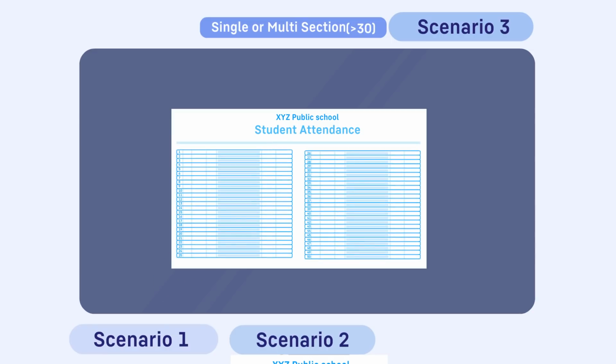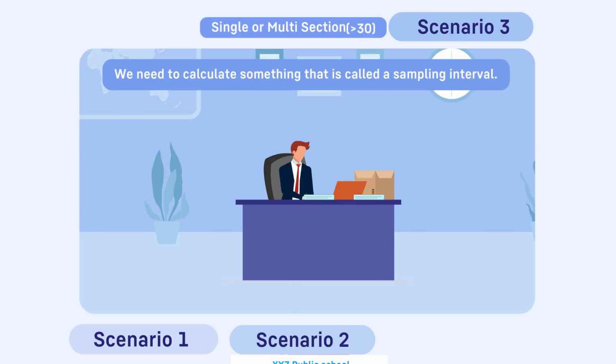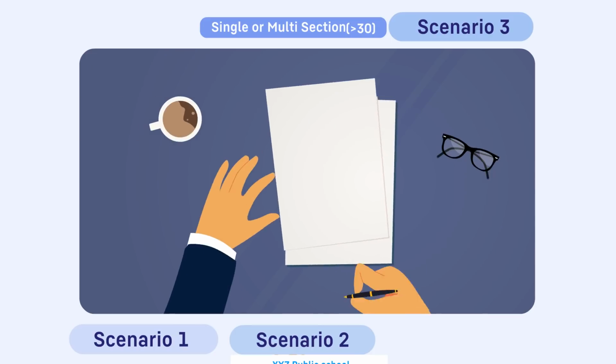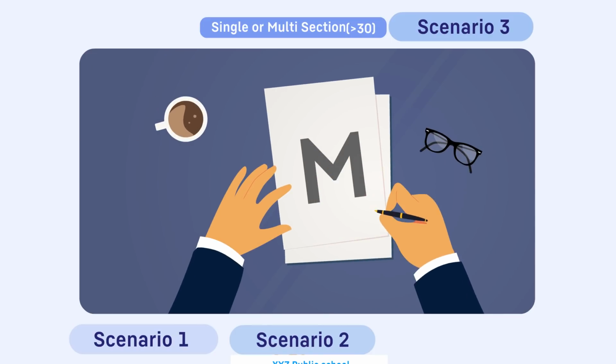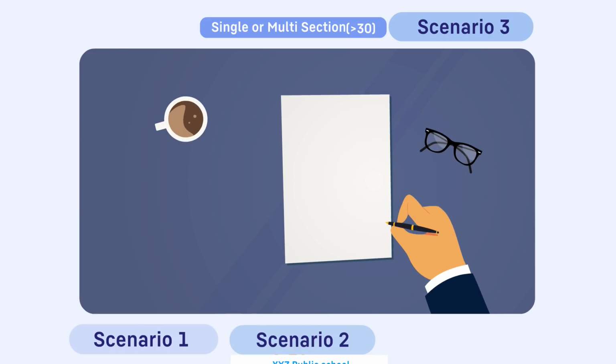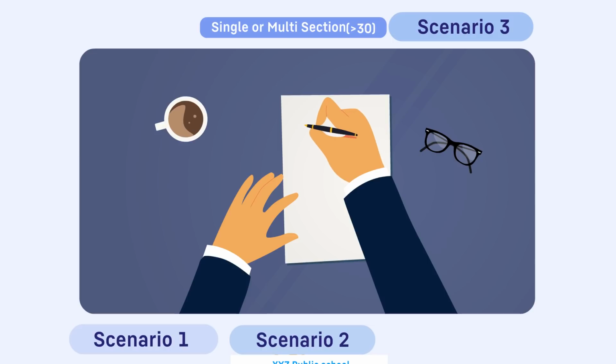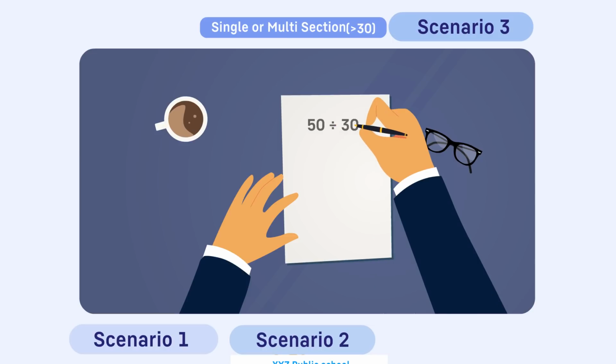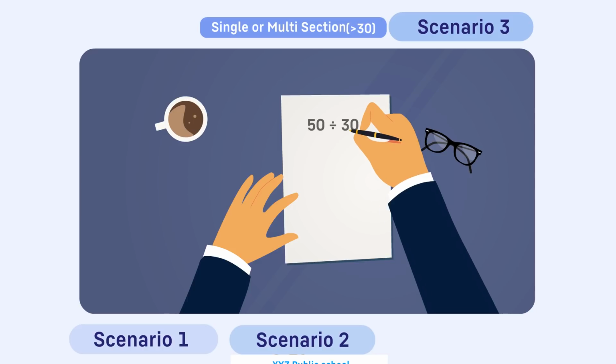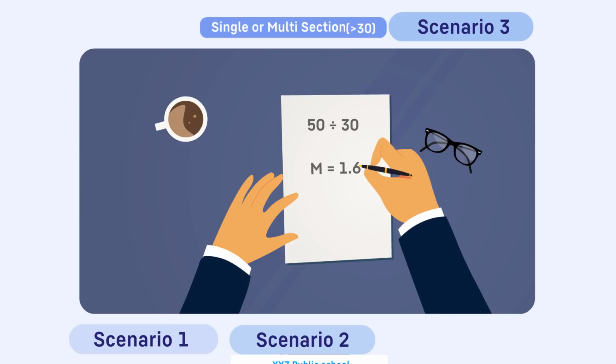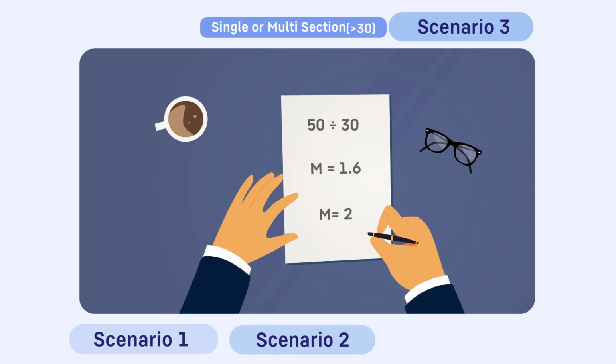In such situations, we need to calculate what is called a sampling interval. Let's denote that with M. To calculate M, divide the total number of students in the section by 30. So, in case of XYZ public school with 50 students in a section, divide 50 by 30 and you will get 1.6. Round off this number to the nearest integer, that is 2. So, M is equal to 2.